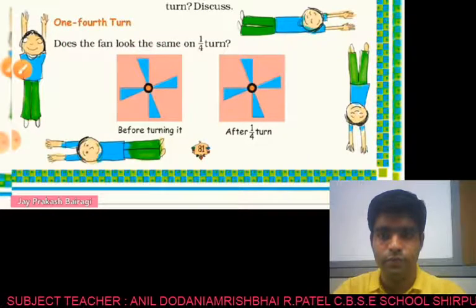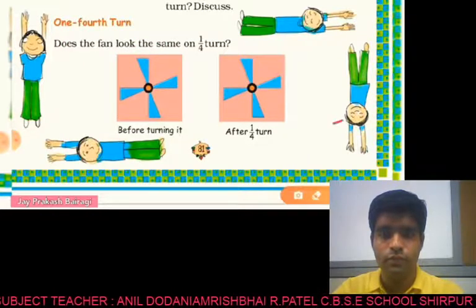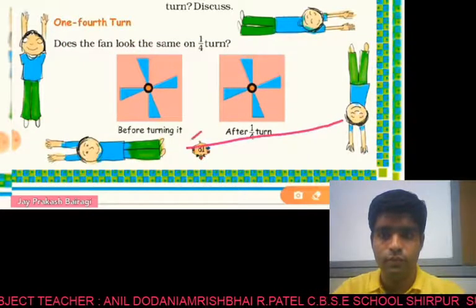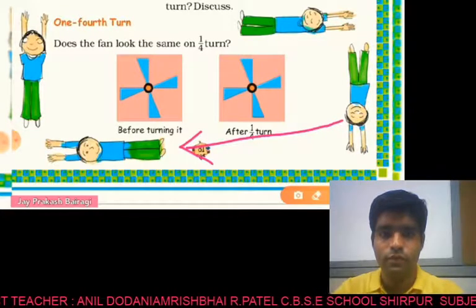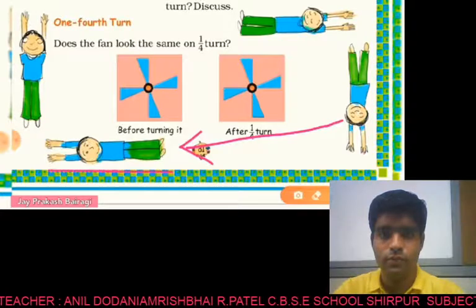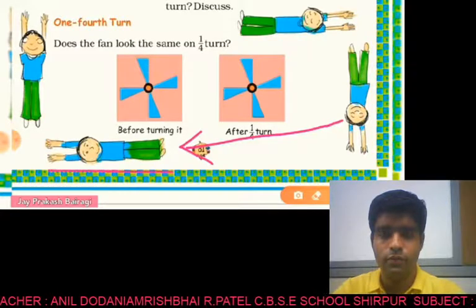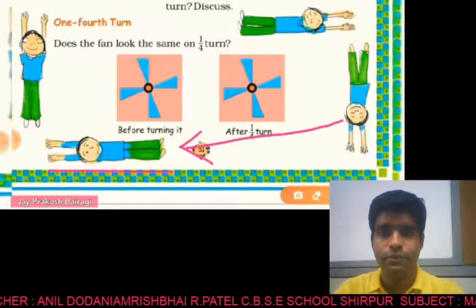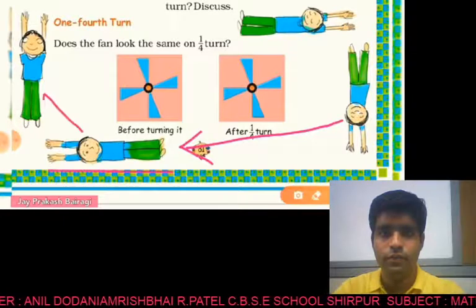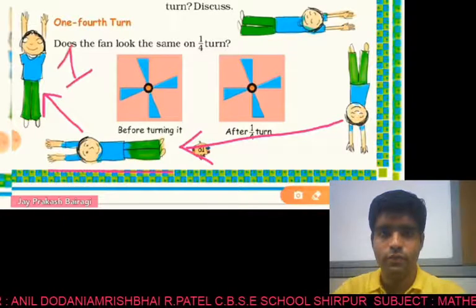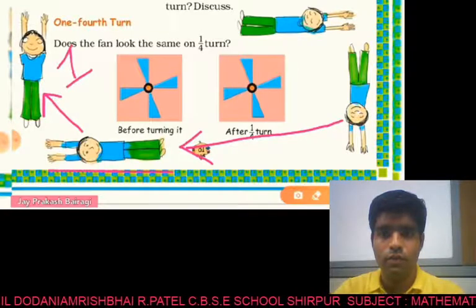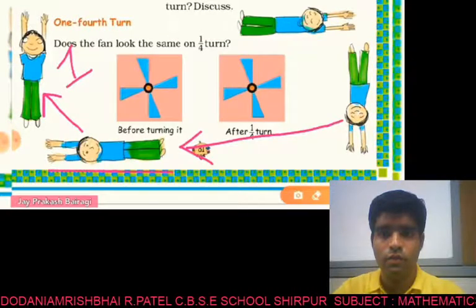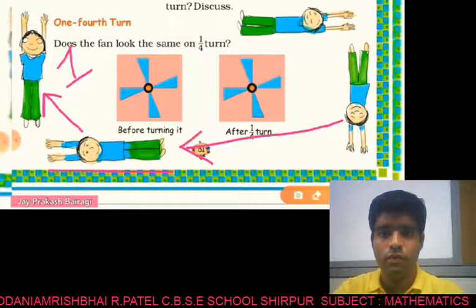Now what will happen if this position goes through another 1/4 turn? You will get another sleeping position if you turn it from the right side. Now in another 1/4 turn you will come back to your original position, meaning picture 1. So I hope that you have understood the 1/4 turn through this activity.